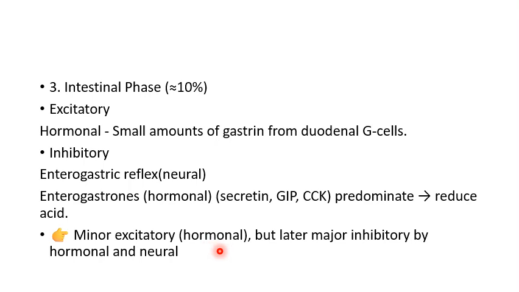So we have three phases of HCl secretion. One is the cephalic phase, the gastric phase, and the intestinal phase. Cephalic phase is purely neural, influenced from the higher centers through the vagal efferents. Gastric phase is neural and hormonal, and predominantly it is hormonal. And the intestinal phase is a mixed phase. We have excitatory and inhibitory events, and excitation is by the hormones and inhibition by neural and hormonal components. Thank you.